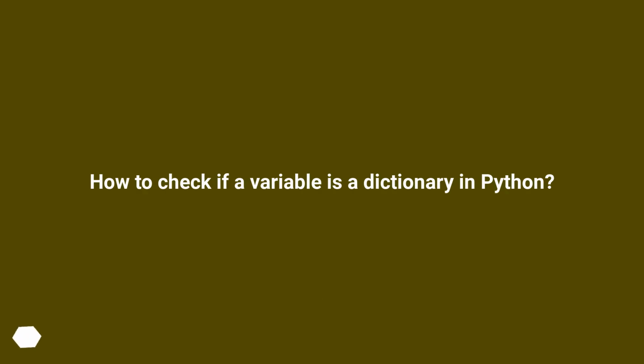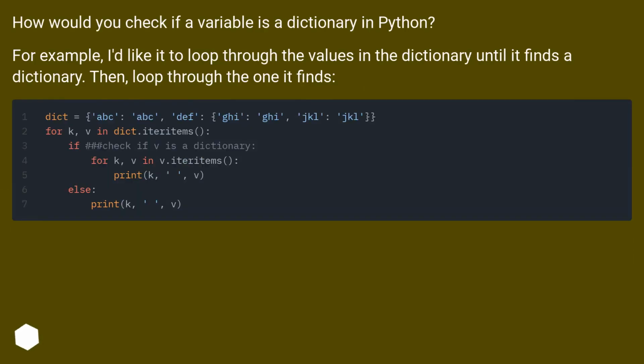How to check if a variable is a dictionary in Python. How would you check if a variable is a dictionary in Python? For example, I'd like it to loop through the values in the dictionary until it finds a dictionary. Then, loop through the one it finds.